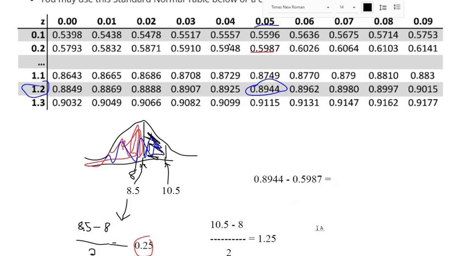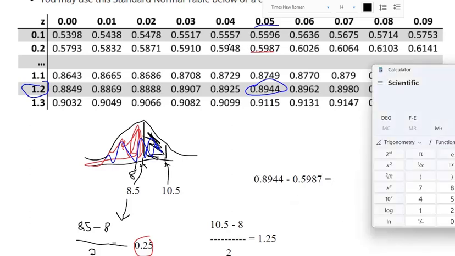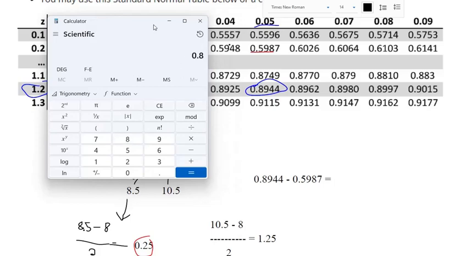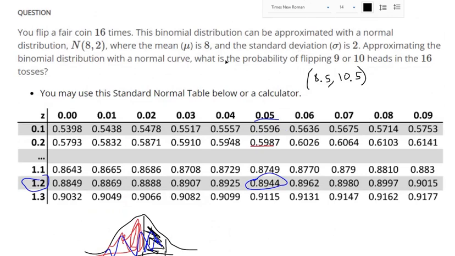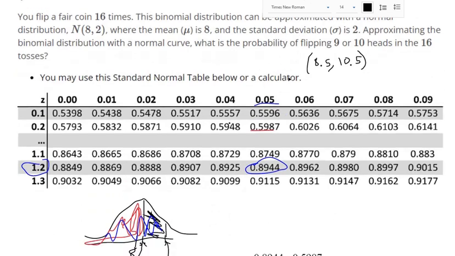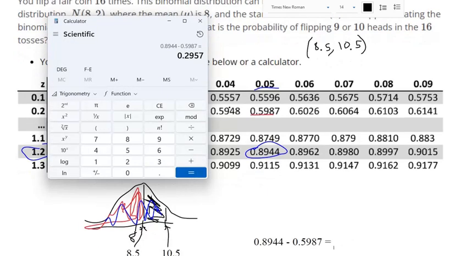When you do that, then you've got your probability that they're looking for. 0.2957. That's the probability of flipping a 9 or 10 using the continuity correction, 0.2957.